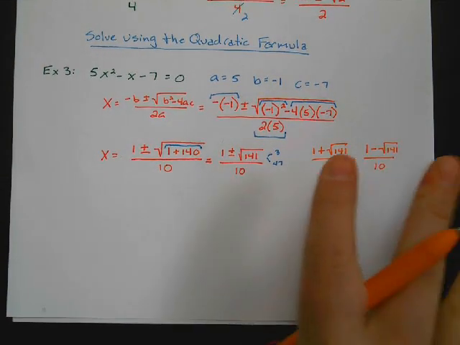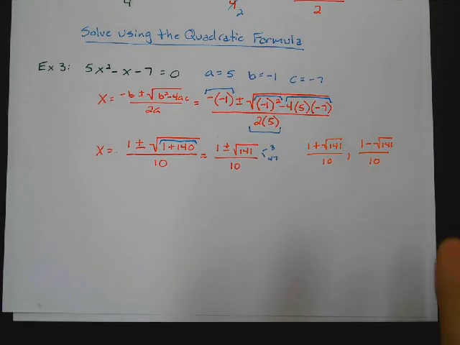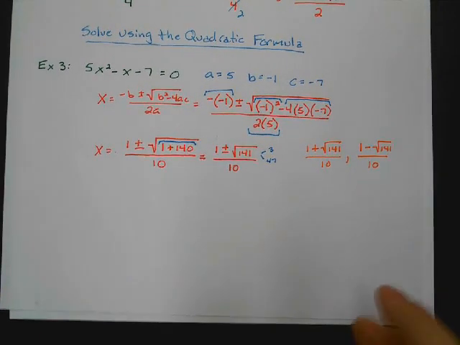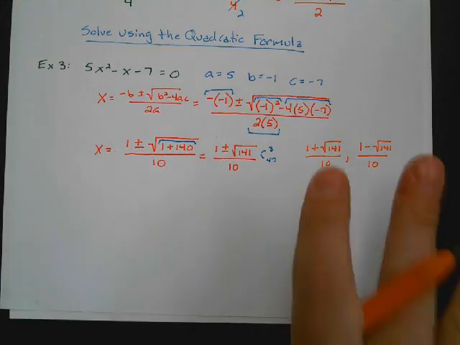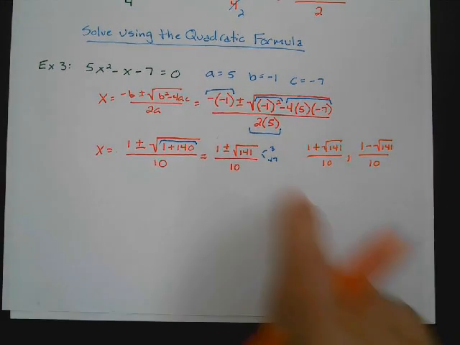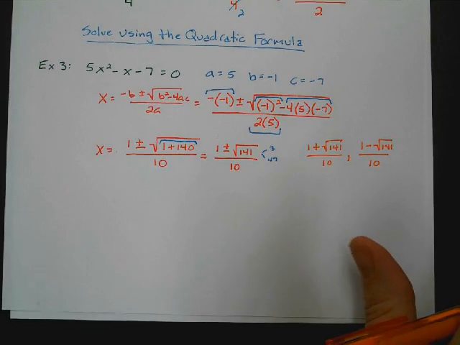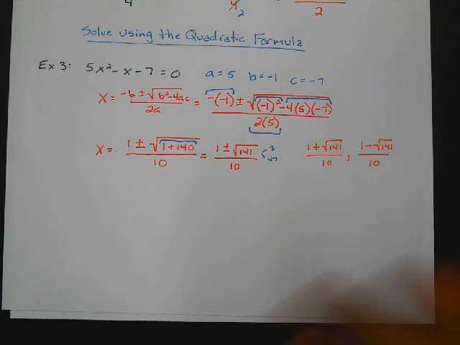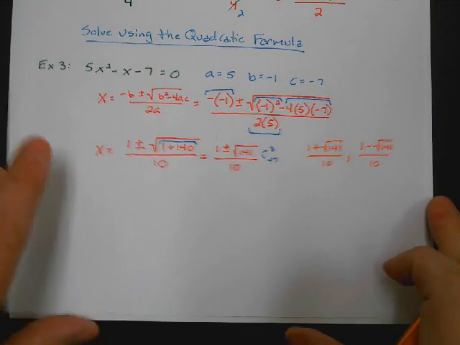These are called our roots. These are called our solutions. These are called our x-intercepts. These are called the zeros of the function. So all these things are the same thing we've been doing before. We're just finding the x-intercepts or the solutions. We call them zeros. We call them roots. Okay, so there's a whole bunch of different names for the same exact thing.